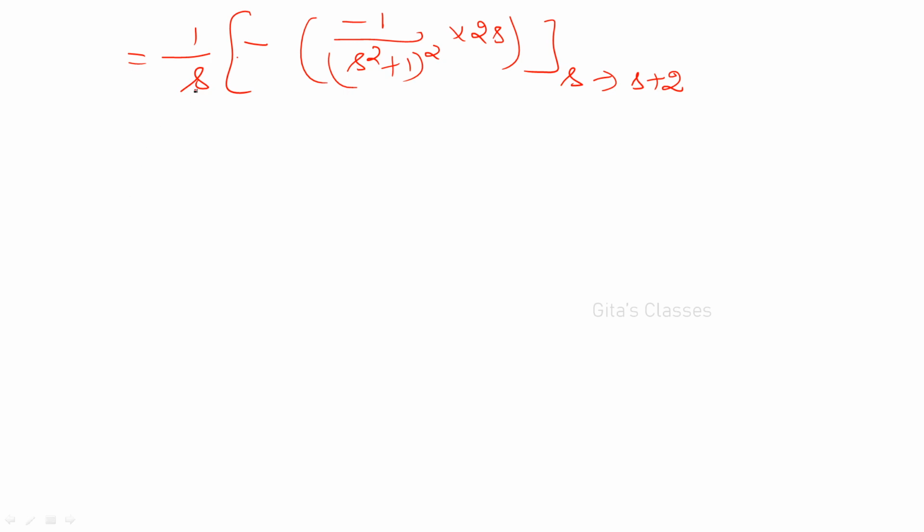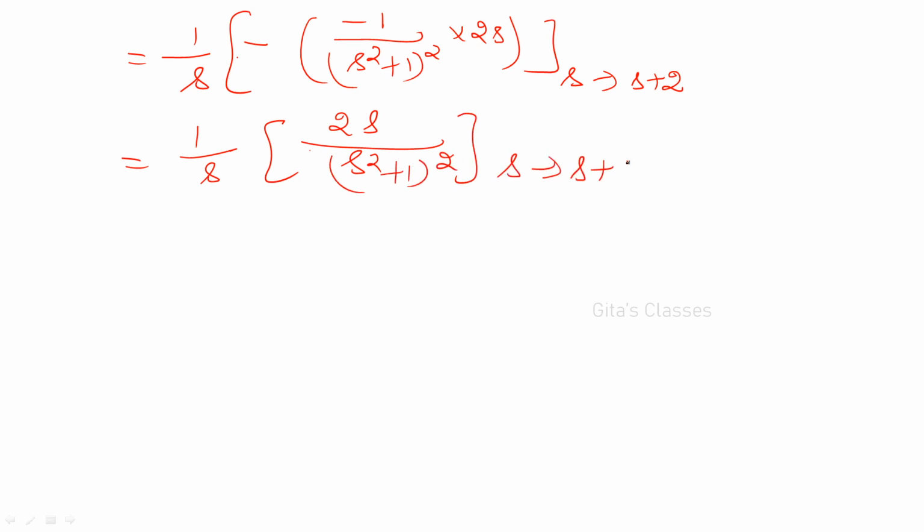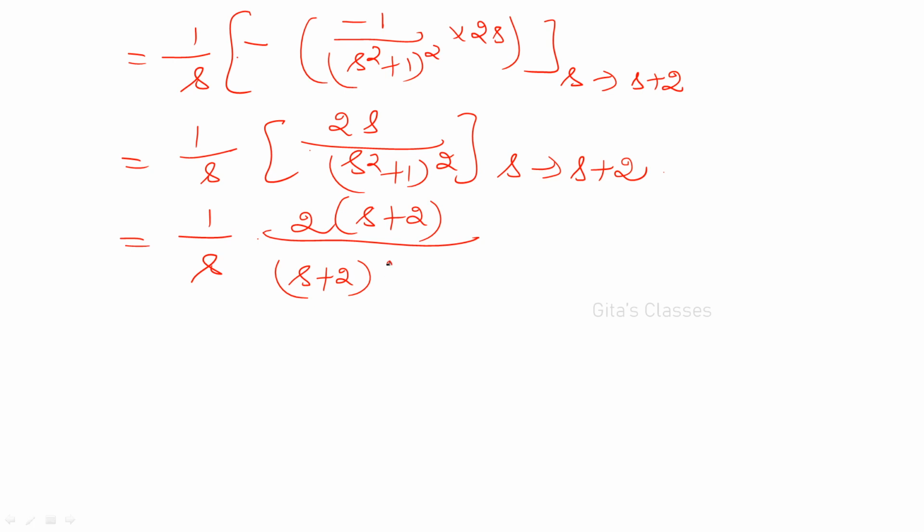Sorry, s should be replaced by s plus 2. So here this is equal to minus minus will become plus. So 2s by s into 1 by, sorry, 1 by s into, you are not supposed to take inside, otherwise they will get cancelled. So 2s by s squared plus 1 the whole square, in which s should be replaced by s plus 2. Okay. So 1 by s into, now s should be replaced by s plus 2. So 2 into s plus 2 divided by s plus 2 the whole square plus 1 the whole square.